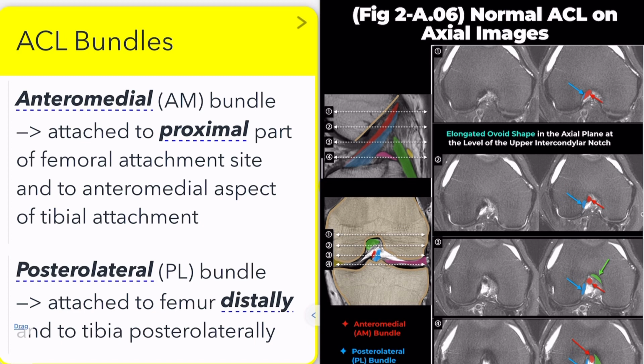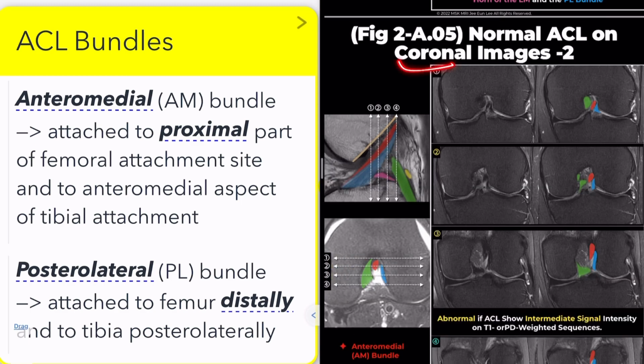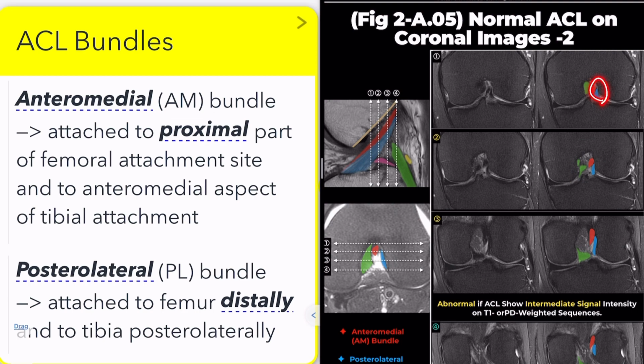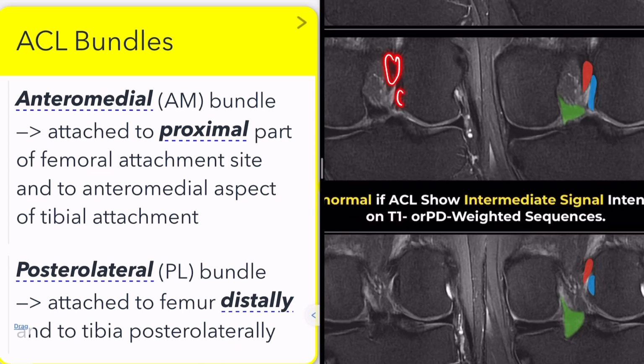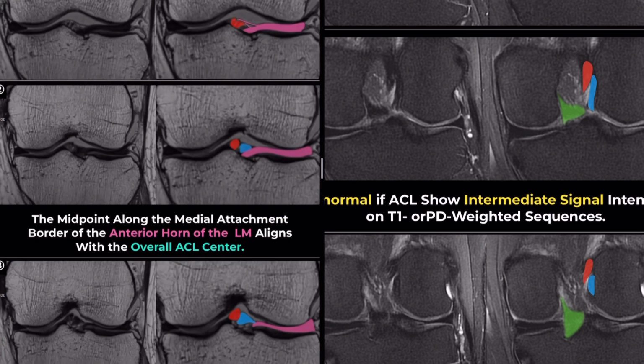Today, we will explore the anatomy of the two bundles of the ACL in axial image anatomy. Axial and coronal sequences are best for visualizing its femoral attachment and help detect partial tears associated with the anteromedial and posterolateral bundles of the ACL. The red represents the anteromedial bundle of the ACL, and the blue represents the posterolateral bundle.